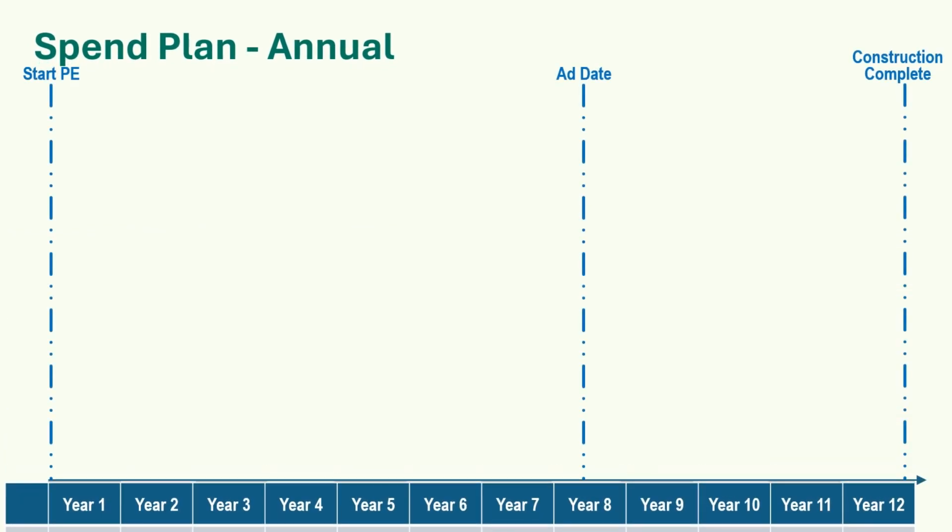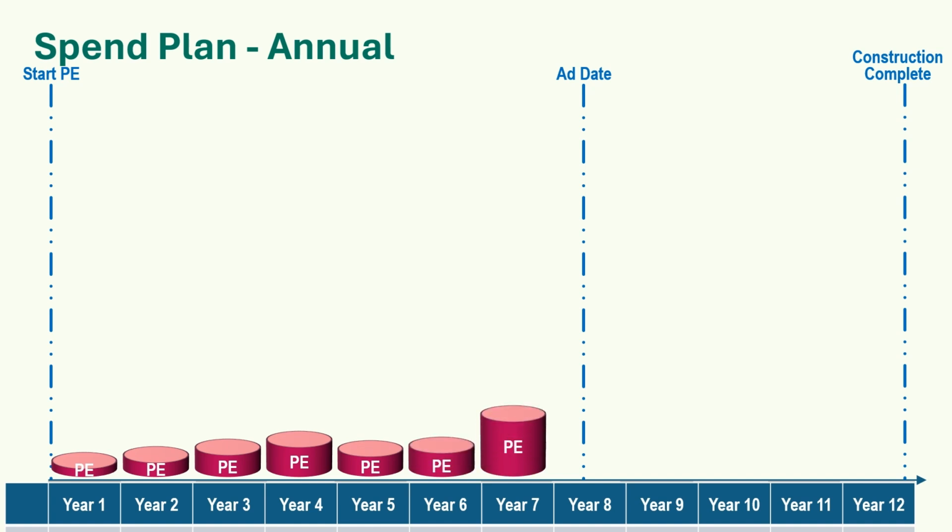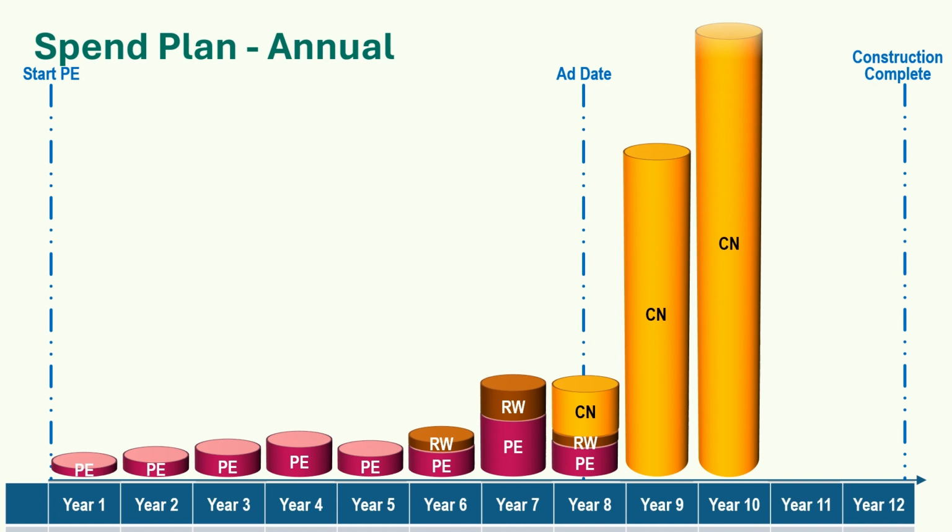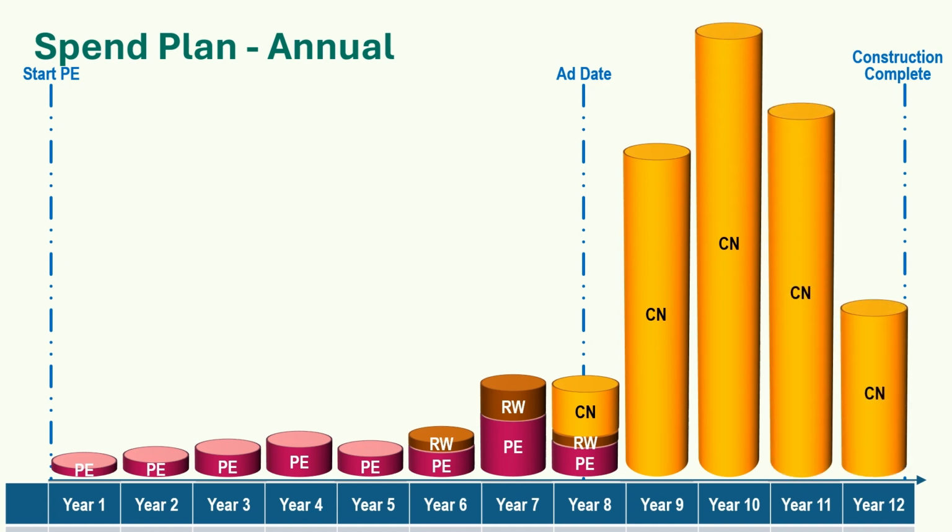Your complete spend plan might look something like this, with preliminary engineering, right-of-way, and construction estimates in escalated dollars, otherwise stated as year of expenditure dollars.